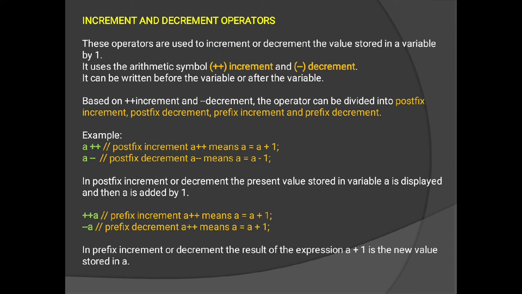In the first example, you can see a plus plus and a minus minus. Here the increment and decrement operator, that is plus plus and minus minus, is written after the variable. Whenever the increment or decrement operator is written right after the variable name, this is called postfix increment or postfix decrement.